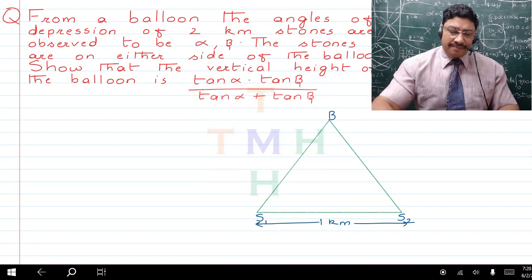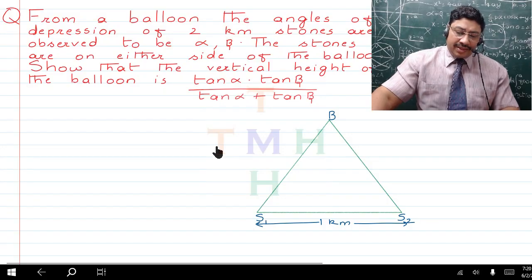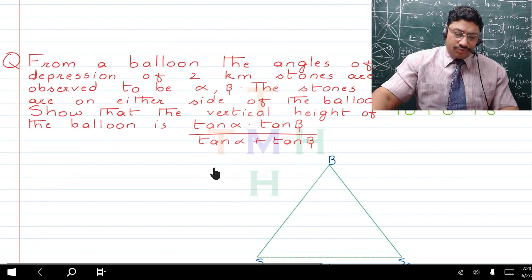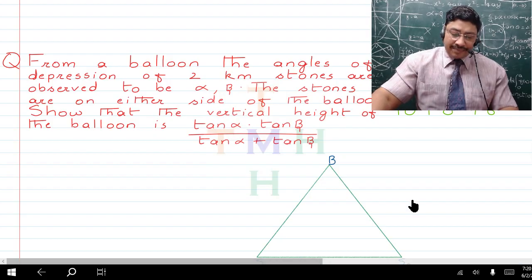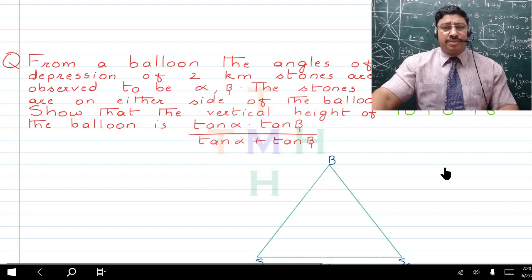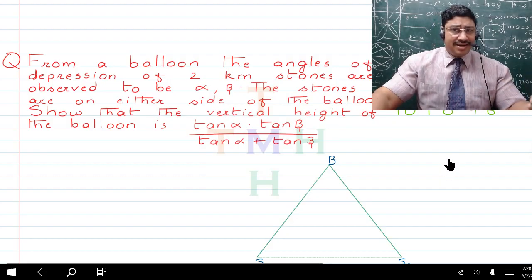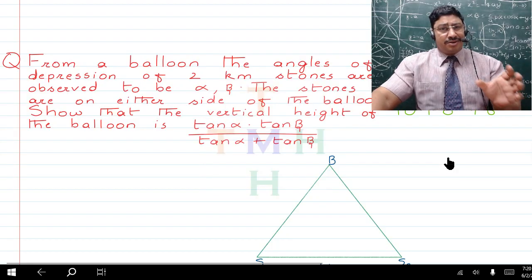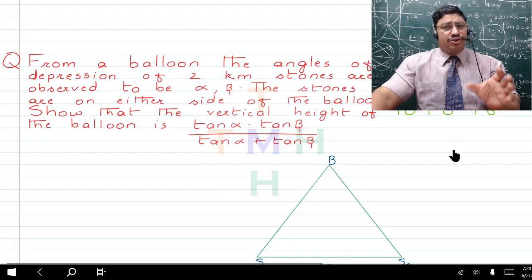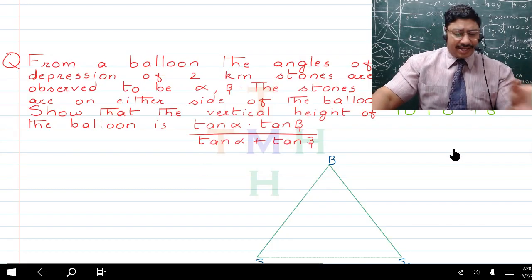Now for the children, here you've been told that the stones are on either side of the balloon, right? That's why we made it this way. So we keep the balloon at the center, and if the balloon would have been on the other side, that means on the same side, right, then we would have ensured that the balloon is on one side and both the kilometer stones are on the other side, right?